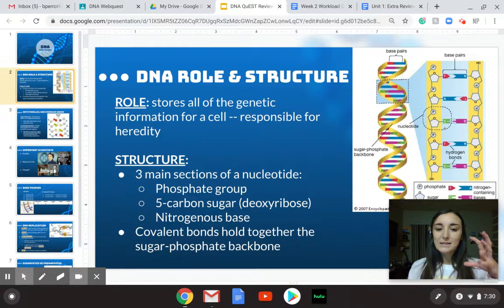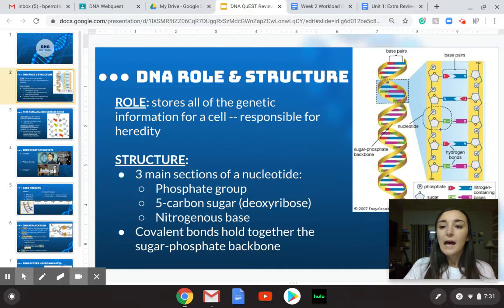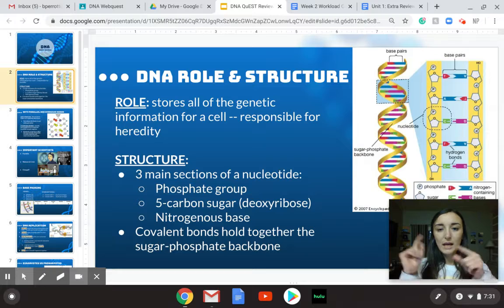All these nucleotides get connected with covalent bonds that hold this backbone together. And the nitrogenous bases pair together and are held together with hydrogen bonds, which makes your backbone and then almost like the staircase looking part, and then it twists together for that double helix shape.